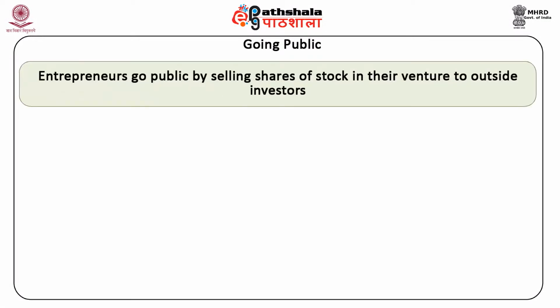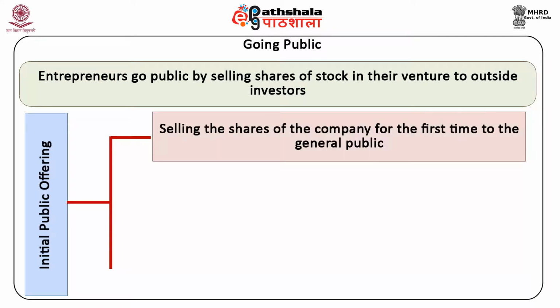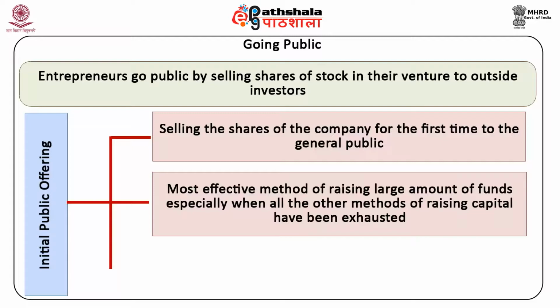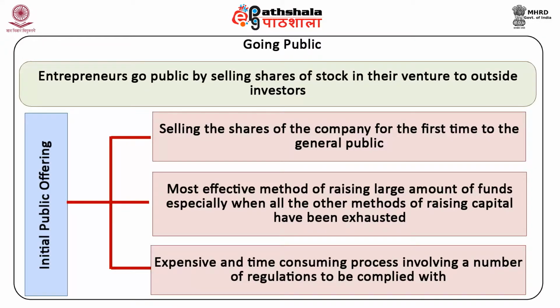Entrepreneurs go public by selling shares of stock in the venture to outside investors. In an initial public offering, that is IPO, the business venture raises capital by selling the shares of the company for the first time to the general public. This is the most effective method of raising large amount of funds, especially when all the other methods of raising capital have been exhausted. However, it is an expensive and time-consuming process involving a number of regulations to be complied with.